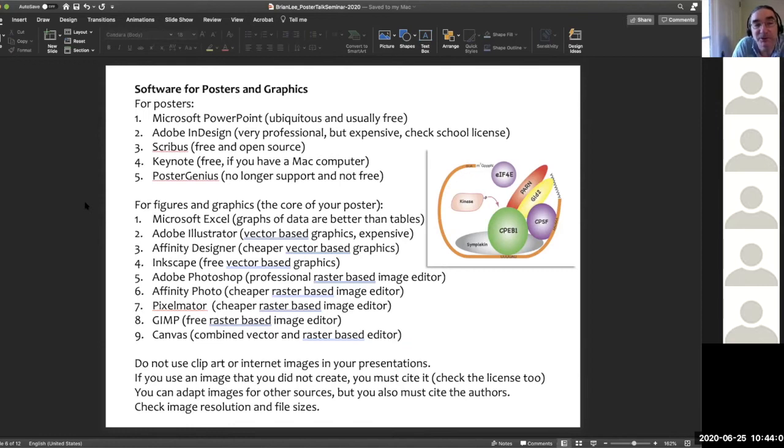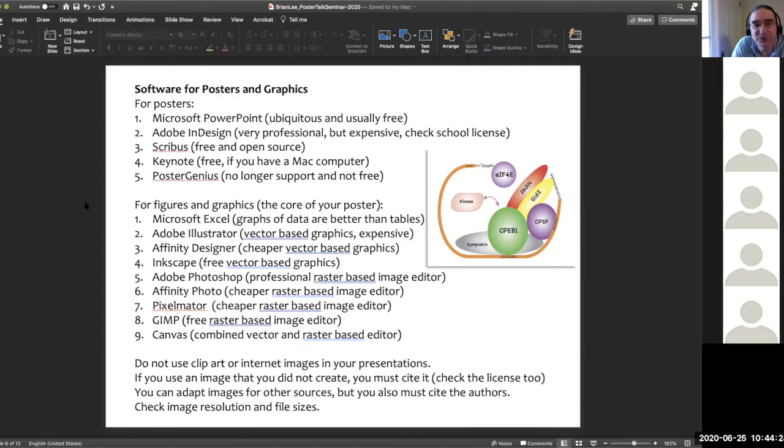Scribus, I have no experience with whatsoever. It is free and open source. So again, free is good. So if you have an aversion to PowerPoint, you can try that. If you have a Mac computer, Keynote might be useful. I have a Mac computer, but have not actually used Keynote for presenting or for preparing posters.